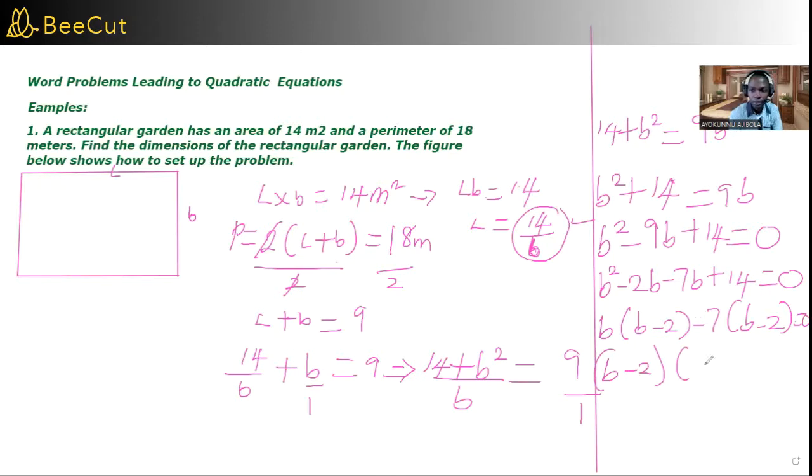So b minus 2 times b minus 7 equals 0. So here we can say b equal to 2 or b equal to 7.